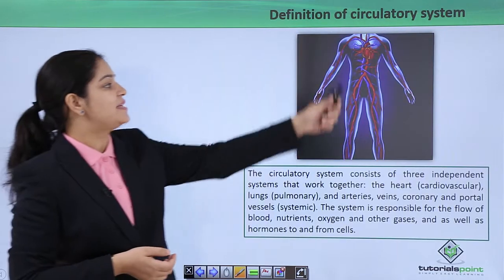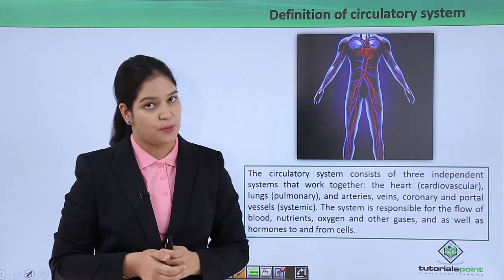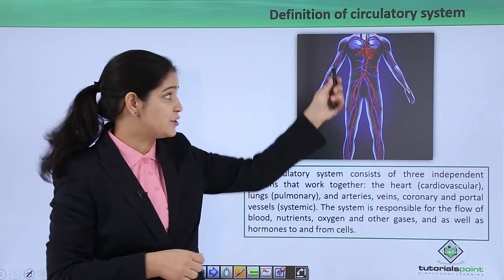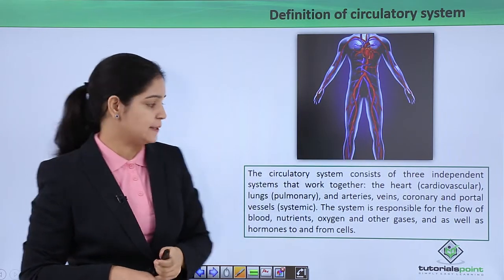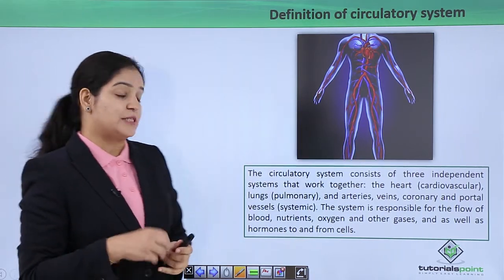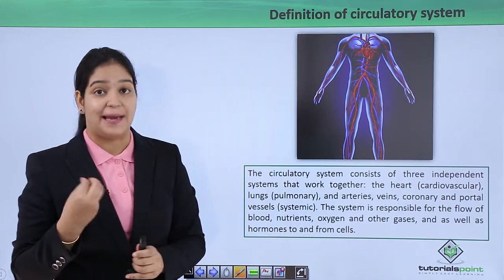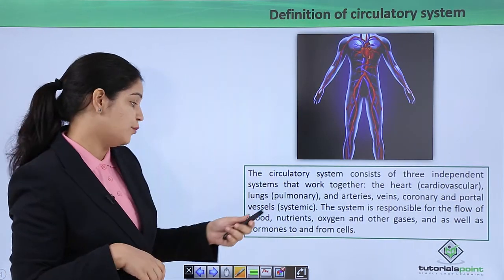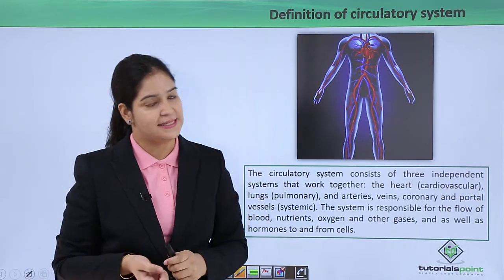Now, this diagram shows the circulatory system of our body. This system mainly contains the heart, vascular system and the lungs. This system is responsible for the flow of different chemicals, oxygen, carbon dioxide, nutrients, hormones to and from the cell.